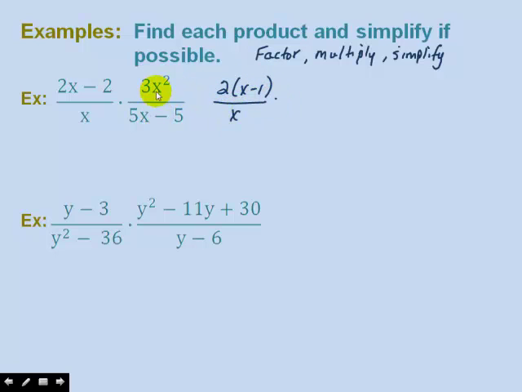And then in our second rational expression, on the top we have our 3x squared, and in the denominator, these two terms have a common factor of 5. So if we factor the 5 out, then we have x minus 1 left. So we're all done factoring. Now we're going to multiply. So again, we're just going to write all of these factors in one numerator and all of these factors in one denominator.